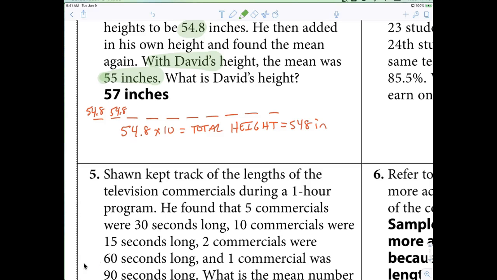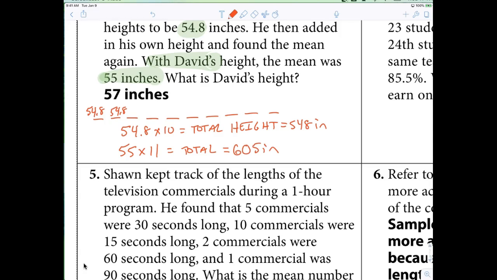So how many people are involved now? 11. So what would be the total number of inches now? Justice, how would I find that? You would multiply 55 times 11. Listen to what he just said. We would do 55 times 11, and that would give me the total height of all 11 kids. Somebody do that for me. 605. 605 inches. Does everybody agree with that?